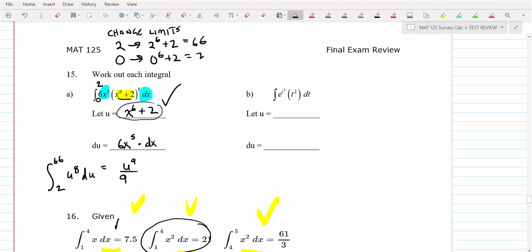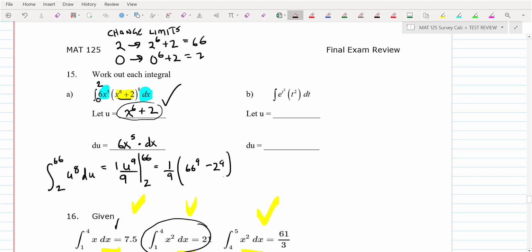U to the 9th over 9, right? You're going to evaluate that from 2 to 66. You can use your calculator, okay? Now, since that's a 1/9, the way I would do that is just write down the 1/9 and then evaluate 66 to the 9th. That's going to be 66 to the 9th minus 2 to the 9th.